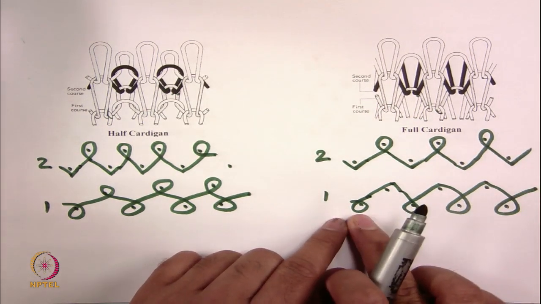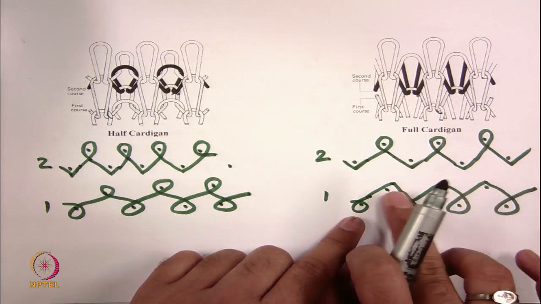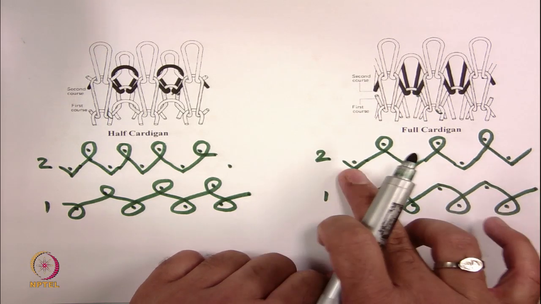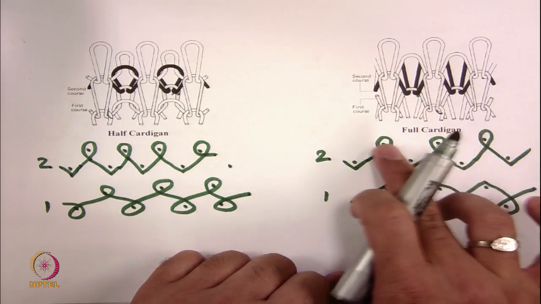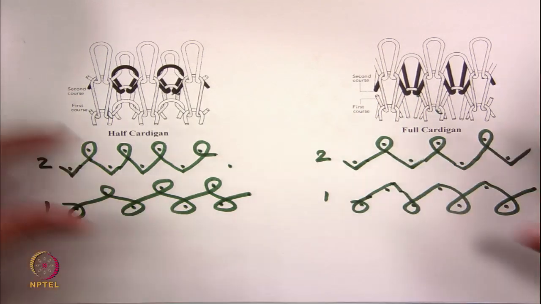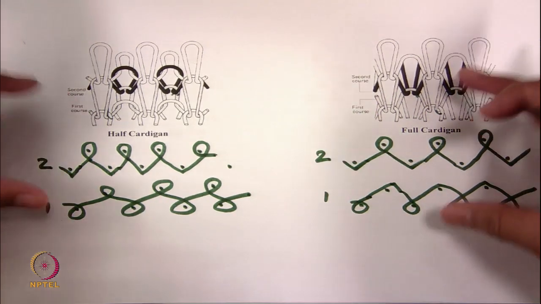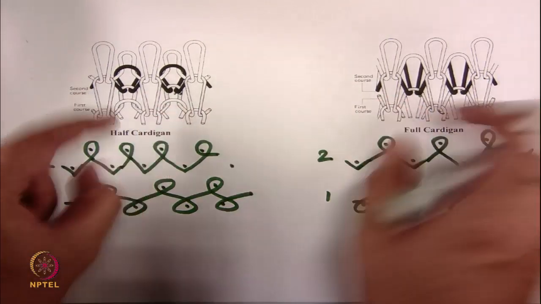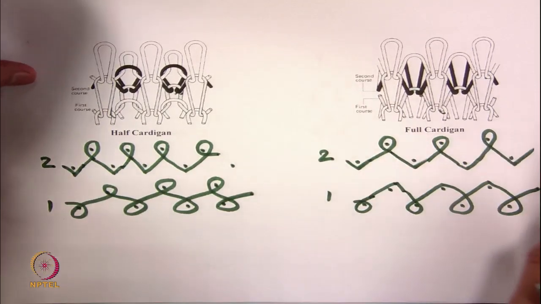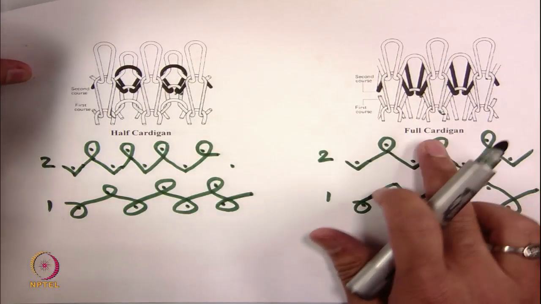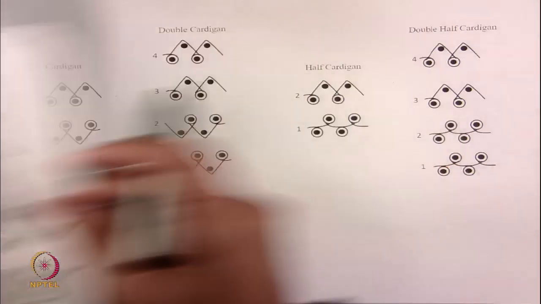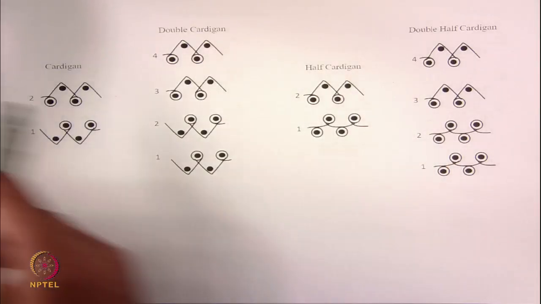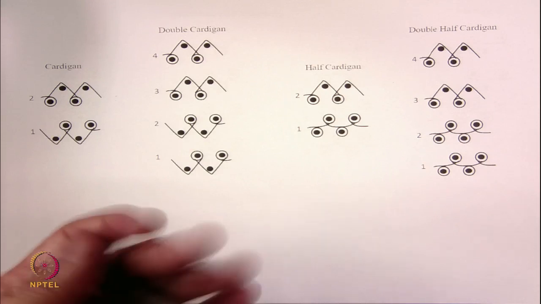So when front bed is making loop, back bed is making tuck. When front bed is making tuck, then back bed is making loops. So this is how the fabric takes place, and also you can see the yarn paths are different. So this is half cardigan and we call this a full cardigan. These two designs are very popular in sweaters. Let me show you the fabric appearance.